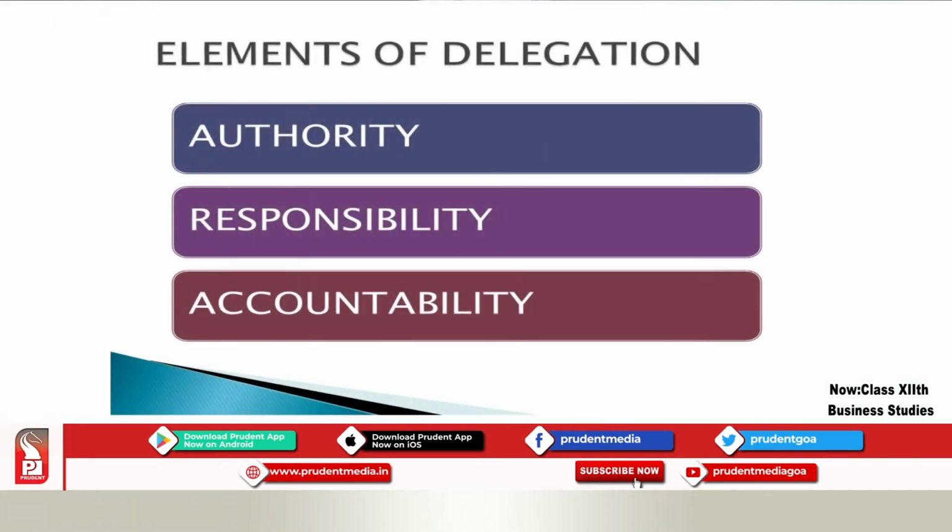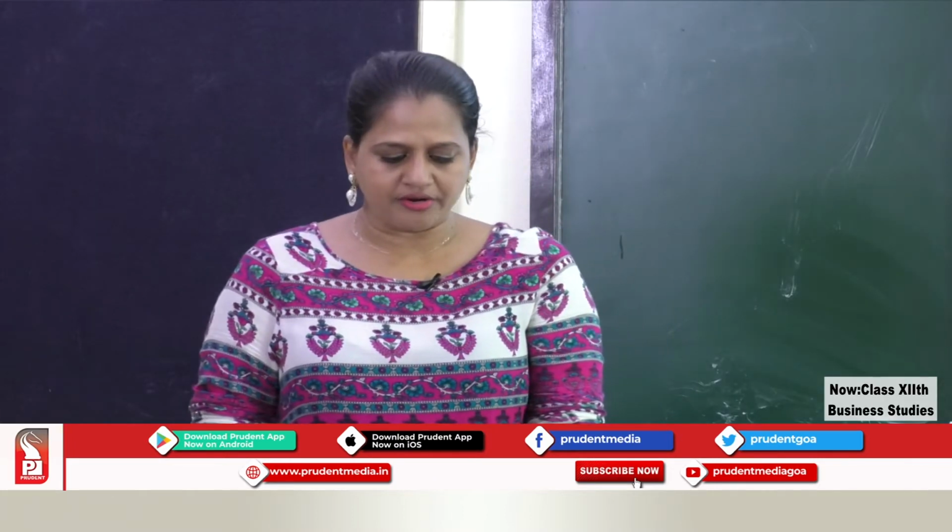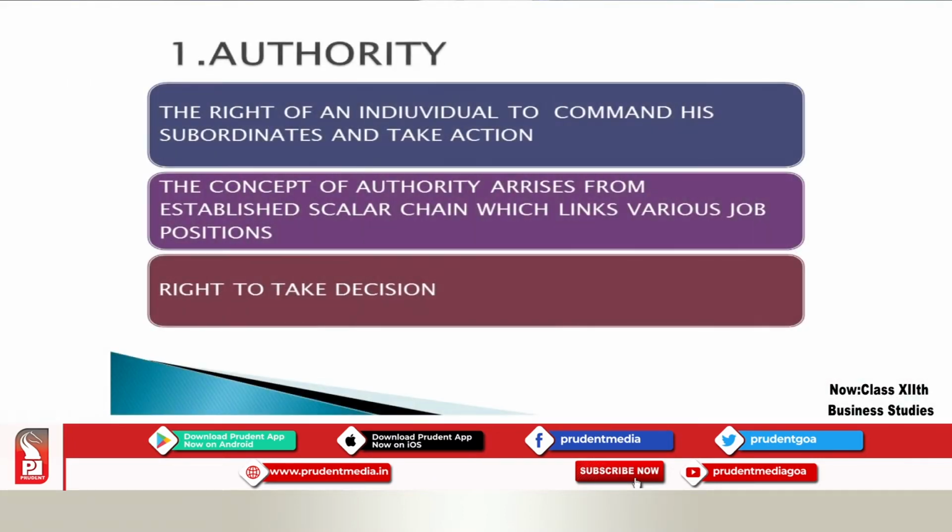We have various elements of delegation. That is, the first element is authority, then responsibility and accountability. So, there are three elements: authority, responsibility and accountability. Let us see what is authority. In simple words, authority means right to command.